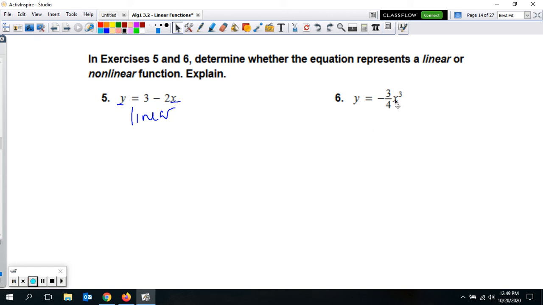Number 6 though, if we look at where the x is here, y is fine, y equals, but something's going on with x here. It's getting kind of fancy when it's being cubed right there. So that's not going to be a linear function, that's actually a cubic function. We'll call that a cubic one. So that's nonlinear, it's not linear. All right, let's keep moving forward.